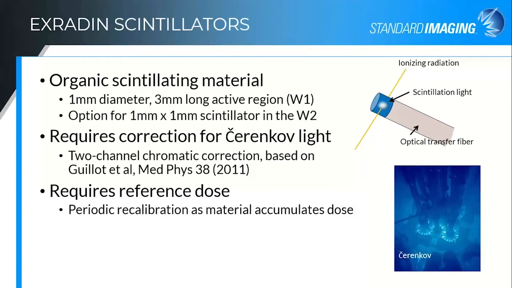So you're not affected by that, or your measurements don't change based on the amount of stem that's in the field. So we use a 2-channel chromatic correction that's based on a publication by Mathieu Guillot et al. from 2011 in Med Physics. It's also linked on our website. And I'll explain that on the next slide here, just exactly what that entails. But it has been shown to be quite stable, and it's been working really well for us with the scintillators. So it's kind of a slick way to do that characterization and do that stem effect removal for the Cherenkov light.